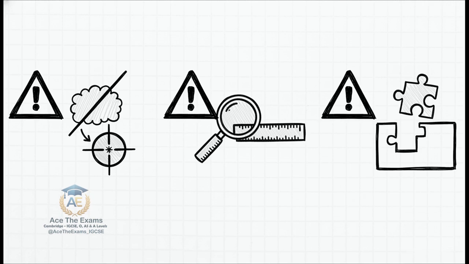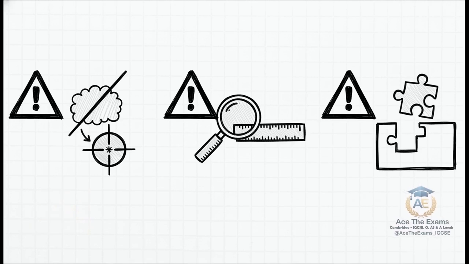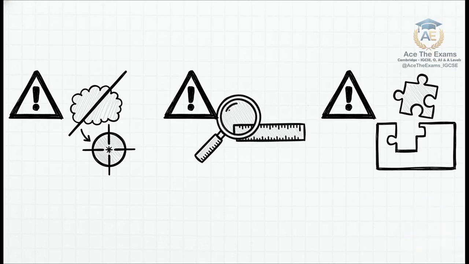Warning number 2, students constantly forget to check boundary conditions and edge cases when verifying their results. You have to test the limits of your logic. And warning number 3, answers are not specific to the context given in the question. This is huge. These traps are so incredibly easy to avoid, but only if you are consciously aware of them while you're writing in that exam hall.